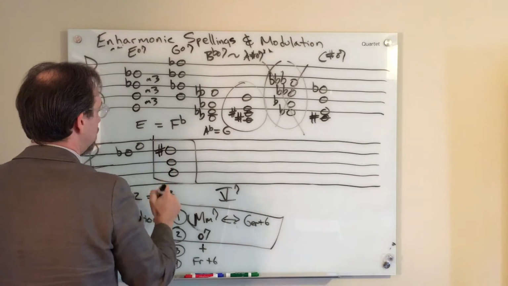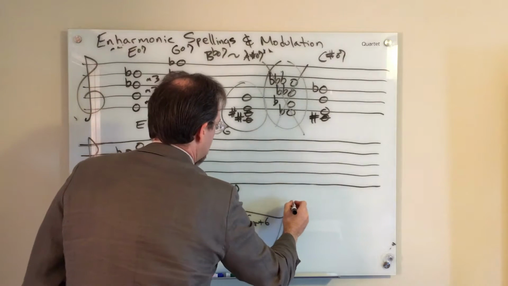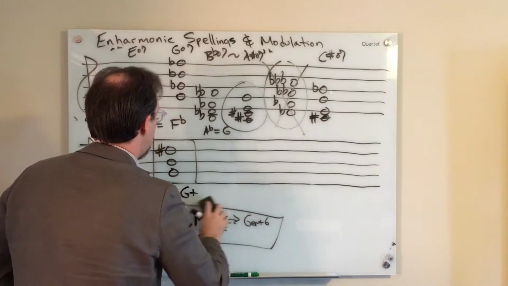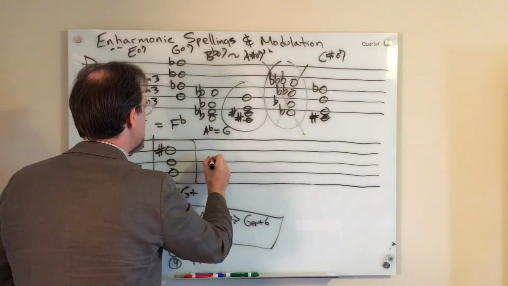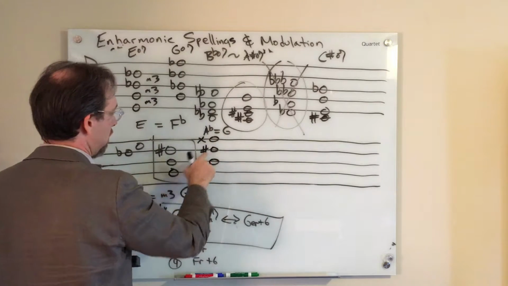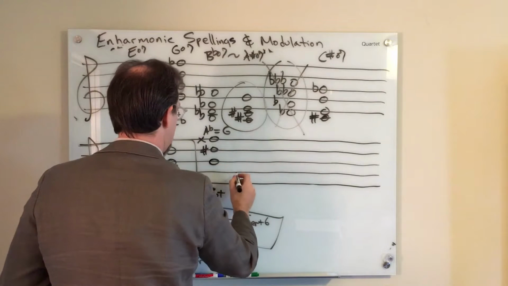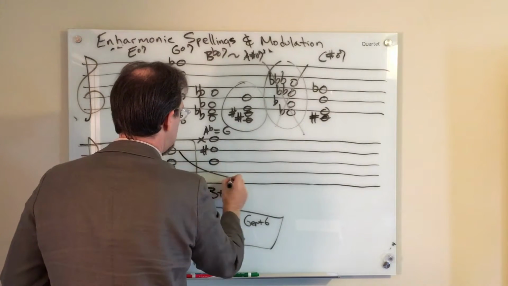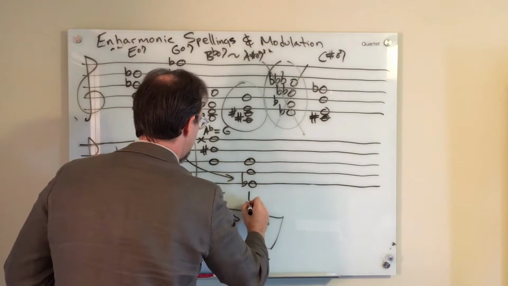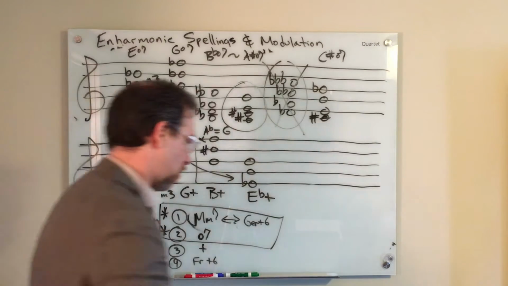So if I have G, B, D sharp, that is a G augmented triad. And if I rewrite that to be B, D sharp, F double sharp, so the G becomes an F double sharp, that's a B augmented triad. And if I make that D sharp an E flat and just go E flat, G, B, that is an E flat augmented triad.